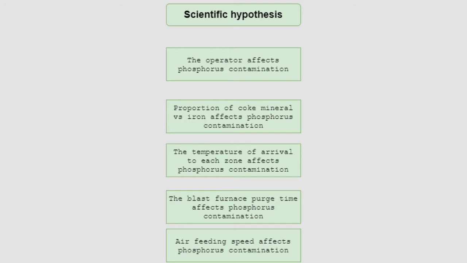Our 5 different scientific hypotheses are: the first one is that the operator affects phosphorus contamination. The second, that the portion of coke mineral versus iron affects phosphorus contamination. The third is that the temperature of arrival to each zone, zone 1 and zone 2, affects phosphorus contamination. The fourth one is that the blast furnace purge time affects phosphorus contamination. And the last one, the fifth, is that the air feed speed affects phosphorus contamination. Those are the scientific hypotheses.